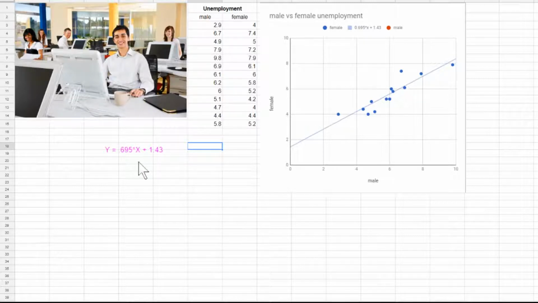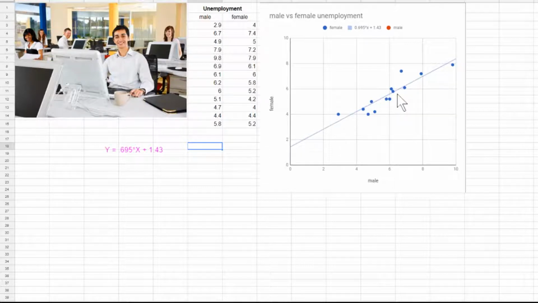Now, that's what this curve is. This point here where it hits the y-axis is this 1.43. That's the offset of the female unemployment rate versus the male unemployment rate. The slope of this line is the 0.695. That is telling you how fast the female unemployment rate goes up compared to the male unemployment rate.